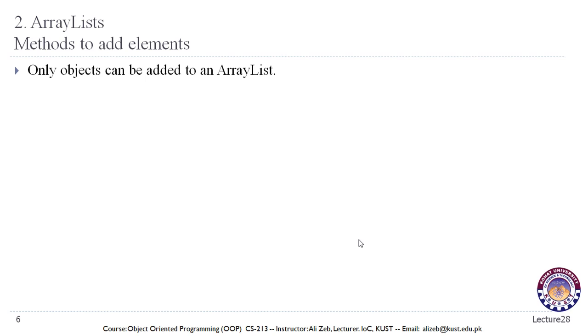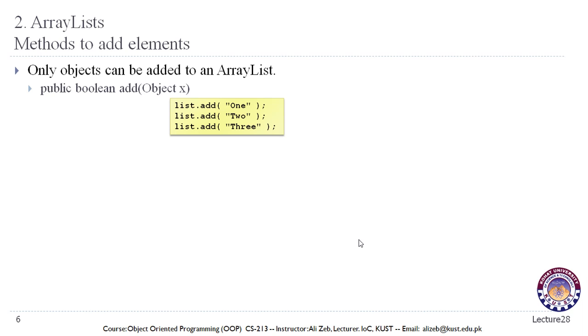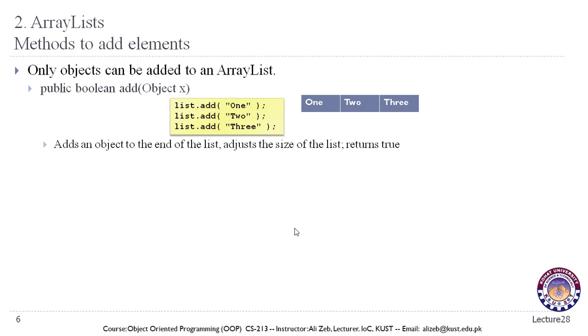Only objects can be added to an ArrayList. The method is public boolean add, and the object that we want to add is passed as an argument. So we have list.add(1), list.add(2), and these will be added one after the other. It adds an object to the end of the list, adjusts the size of the list and returns true.